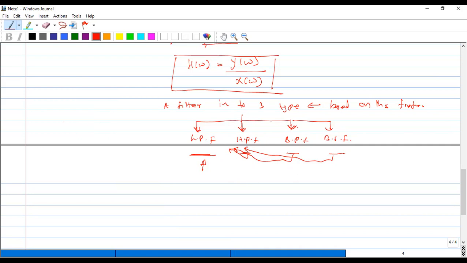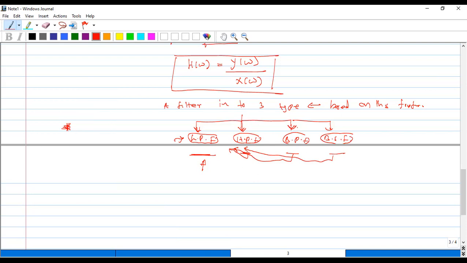Note that one, that is a very important point. We should first know how to design a low pass filter. If you are okay with this LPF design, then you can easily go for other designs: high pass filter, band pass filter, and band stop filter. There is a specific mapping procedure. If you know the mapping procedure, you can design the high pass filter, band pass filter, and band stop filter easily. That is what you have to understand.